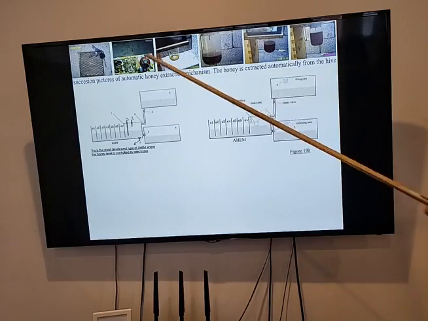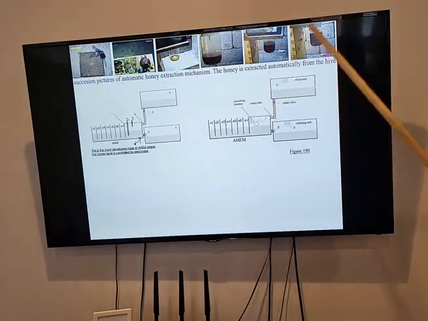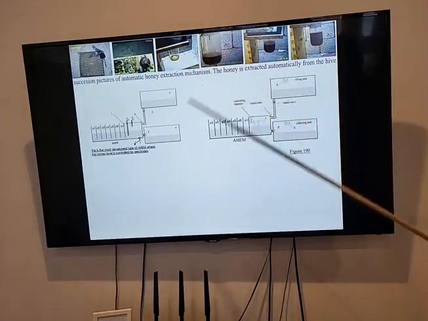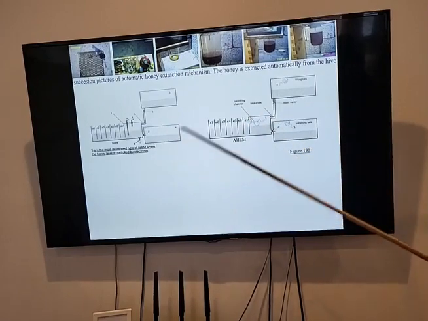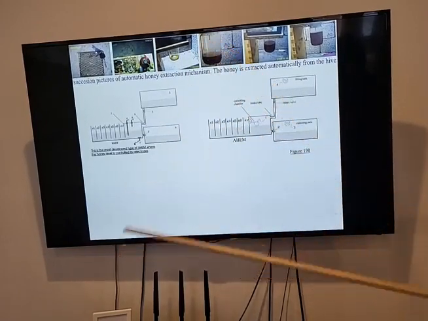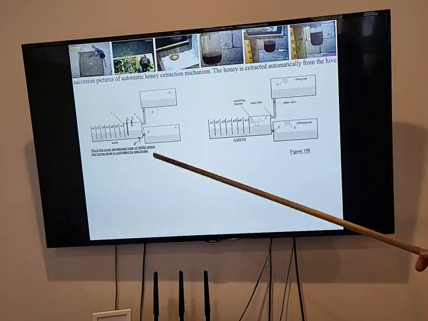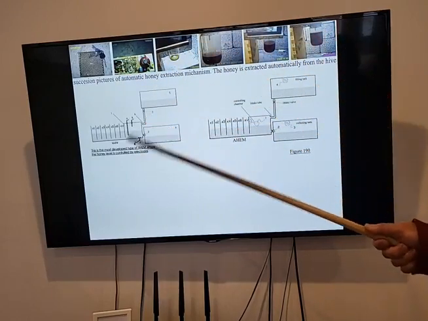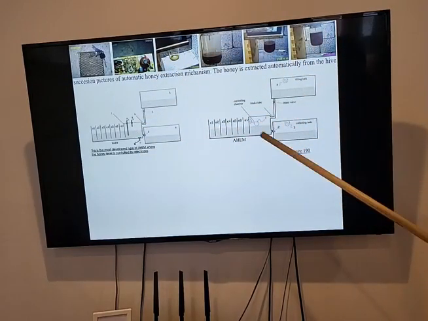Okay, here is the procedure of automatically extracting the honey from the beehive. These are figures I made in 2001-2002. I explain how the honey is extracted. This is the same figure. And here is another, similar method. Let's go.